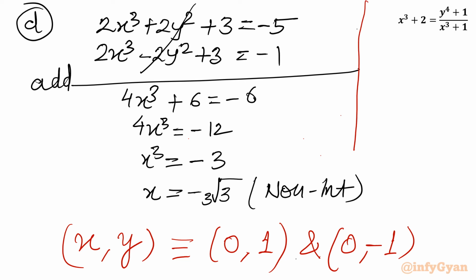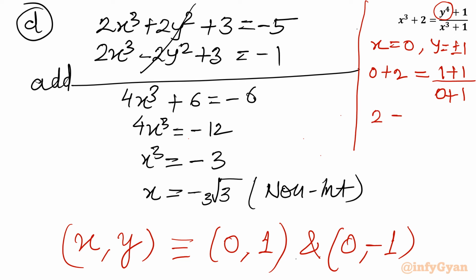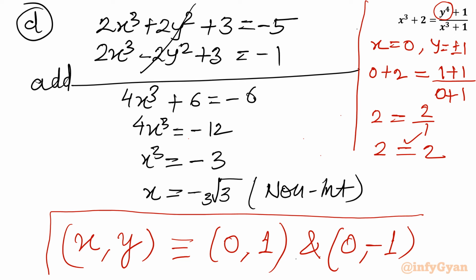Let's verify. So I will put x equal to 0. The left hand side will become 0 plus 2, and for y equal to plus and minus 1 altogether, as it is having power 4, whether you are taking y equal to plus 1 or minus 1, this value will always be plus 1. So 2 equal to 1 plus 1 over 0 plus 1, so 2 equal to 2 over 1, 2 equal to 2. That means both solutions are true and verified.